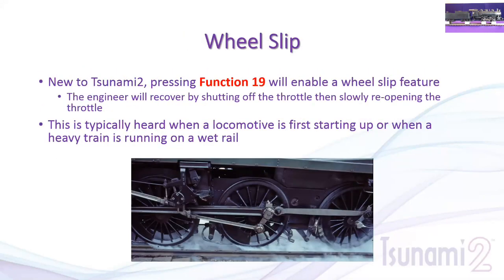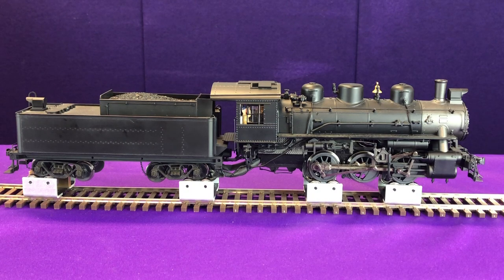So next up is wheel slip. As we're moving our locomotive, we can engage function 19. And what you'll hear is the drivers break loose of the rail and start slipping. In this case, wheel slip is defined as the wheels breaking contact from the rails. Typically heard when trying to start a heavy train, or if you're on wet rail or going up a grade, something like that. So I'm going to set the throttle to about speed step 10 or so.